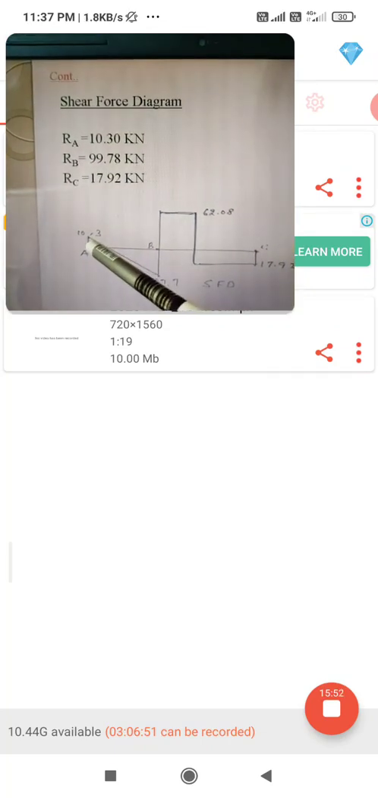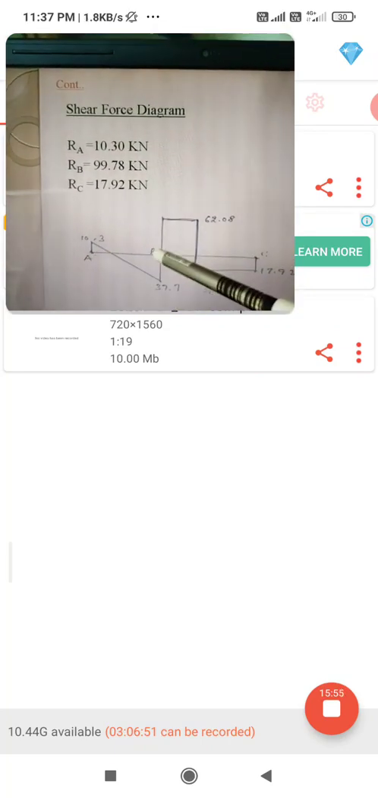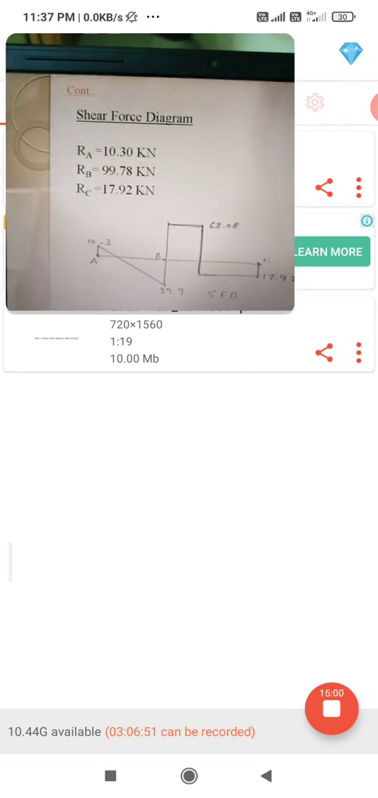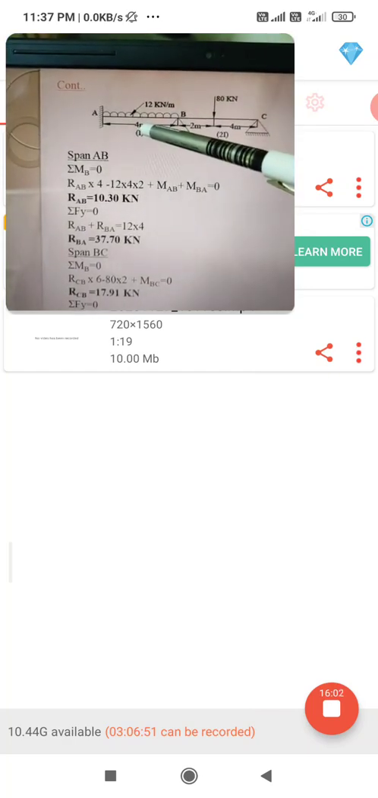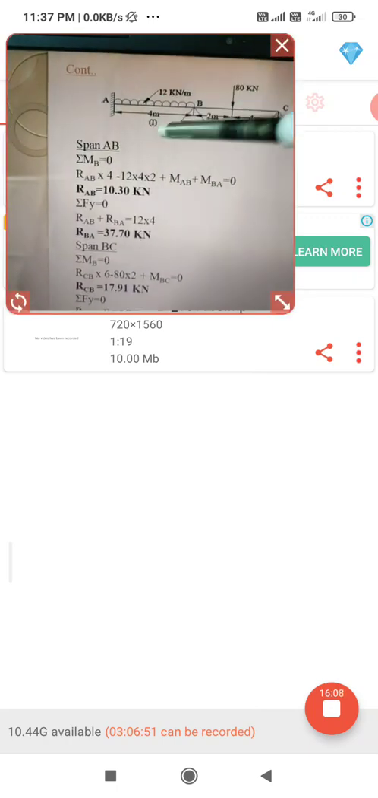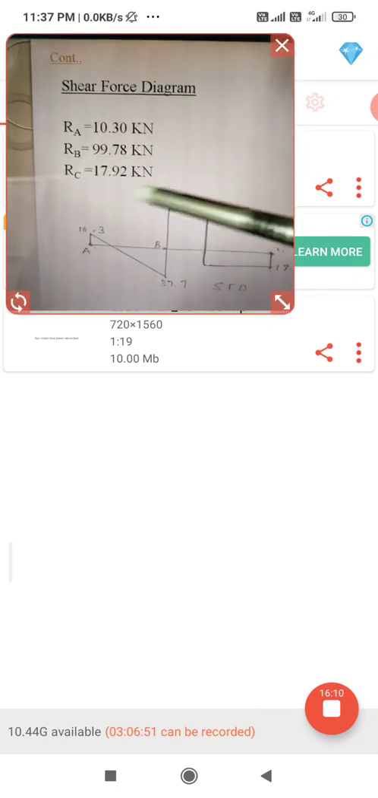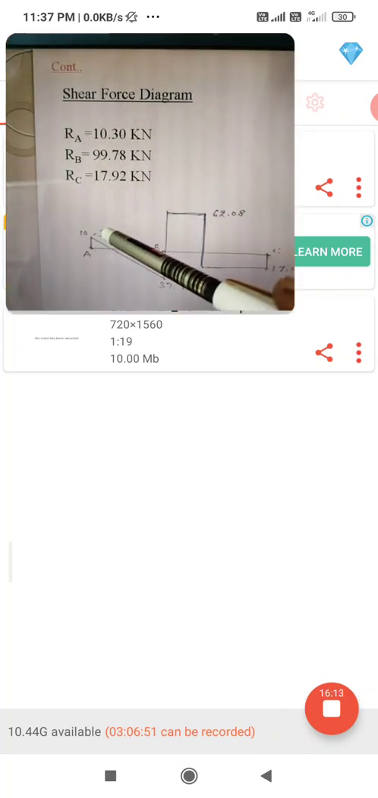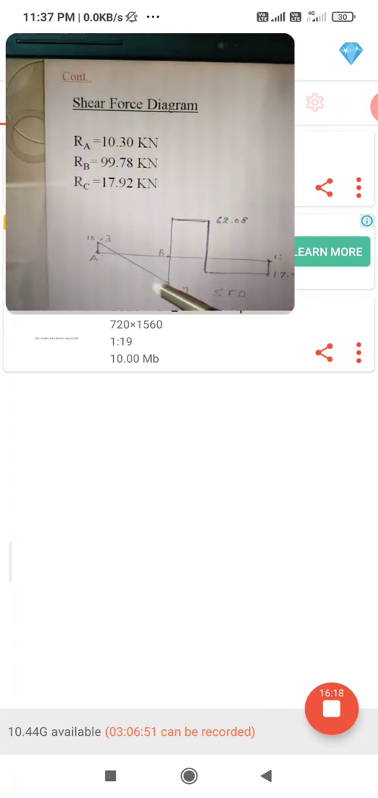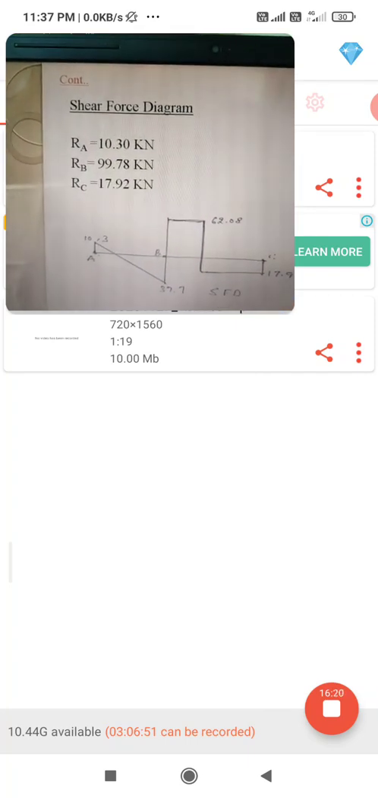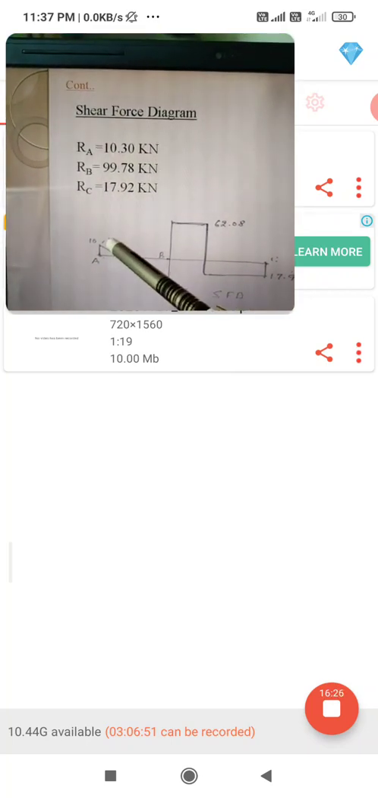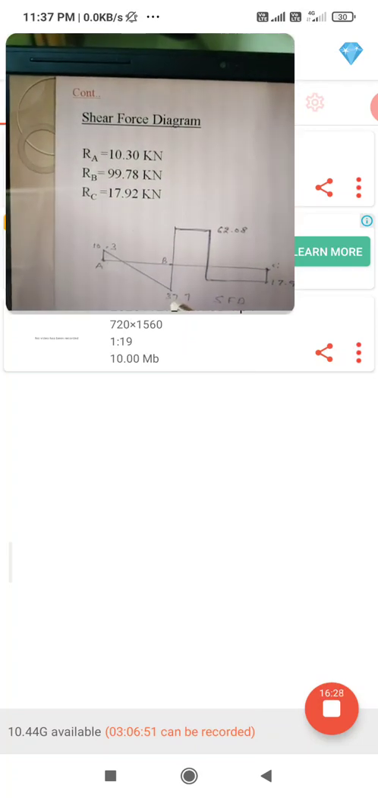Here we have to consider the total RA plus RB is equal to 12 into 4, 48, isn't it? 10.3 you have already calculated. So 48 minus 10.3, you will get 37.7. The total UDL is 48 minus 10.3, so the remaining value will be 37.7.